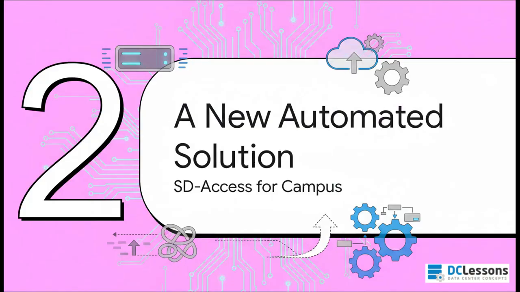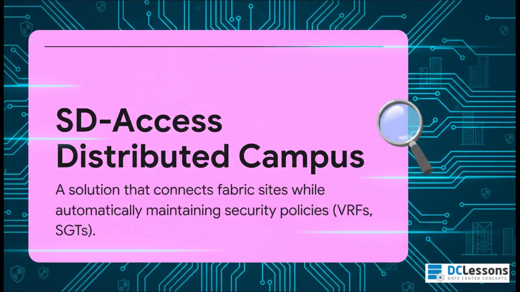So now for the fun part. Let's look at the solution Cisco came up with to fix this exact problem. And it's a solution that completely flips the script from manual complexity to automated simplicity. At its heart, this whole solution is about taking the power of the fabric, all that automation, segmentation, and security, and stretching it out over a huge geographical area. It makes sure that your security policies, things like your virtual routing and forwarding instances, or VRFs, and your security group tags, or SGTs, are just automatically there, everywhere, no manual work needed.